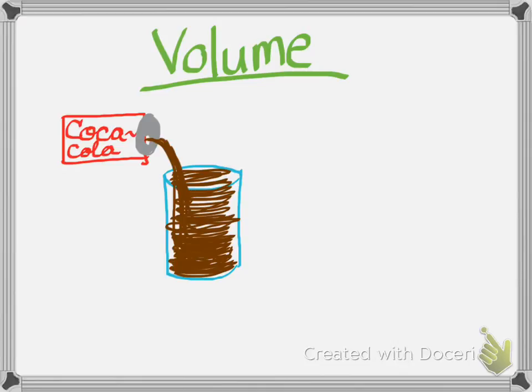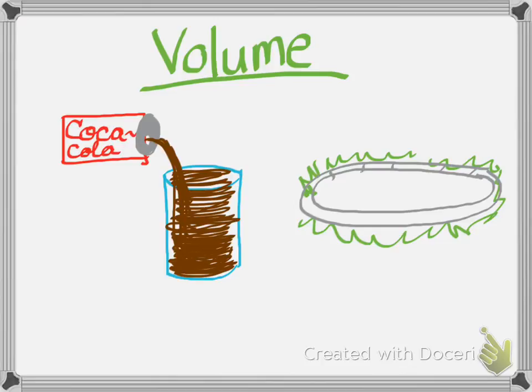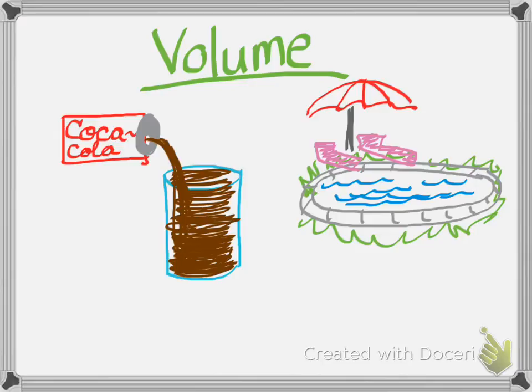Now, what if we talk about your swimming pool? What part of your pool would represent the volume of the pool? If you put the water inside the pool, your answer would be correct. The amount of water that can fit in your pool represents the volume of the pool. So the volume of an object is the amount of space the object takes up. It's the amount of space inside the object. So when we talk about volume, we're always talking about 3D shapes.